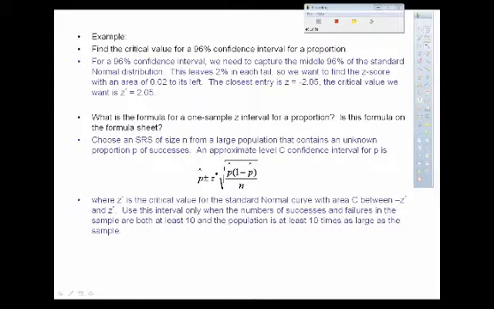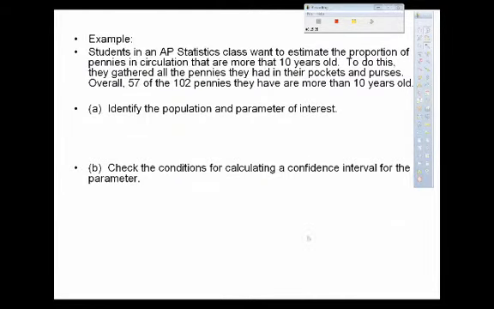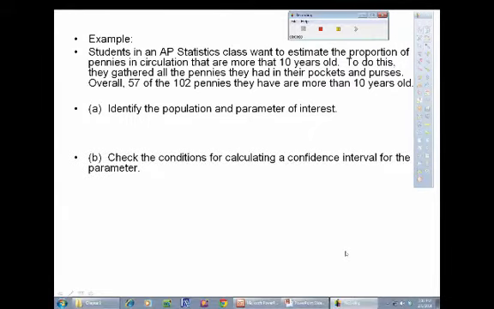Use this interval only when the number of successes and failures in a sample are both at least 10 and the population is at least 10 times as large as the sample. So this is our formula that we'll be using, after we find z star. All right? So, let's see how this works. Let's take a look at this example.